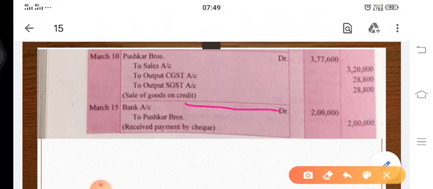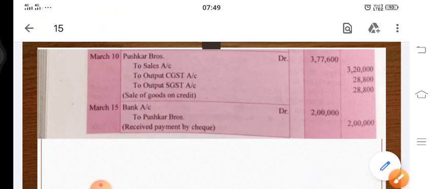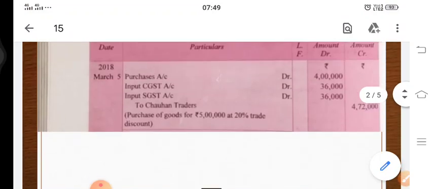Bank being receiver got debited with 2 lakh and Pushkar Brothers being giver got credited with 2 lakh. So it was the end of our third point. Let's move towards the next point.